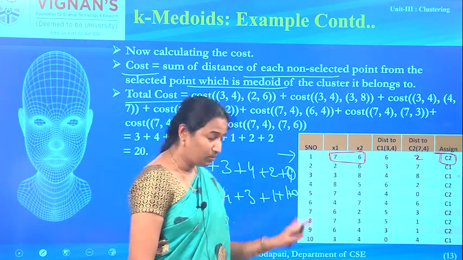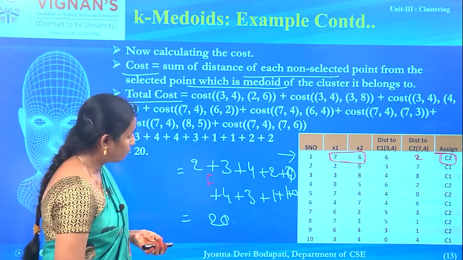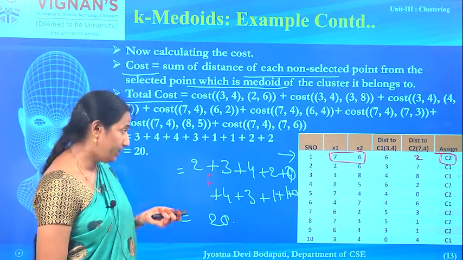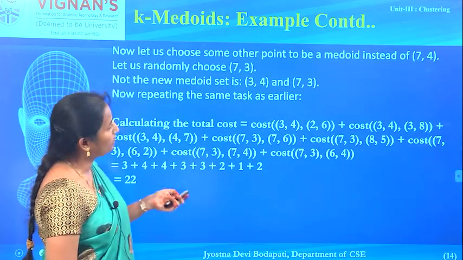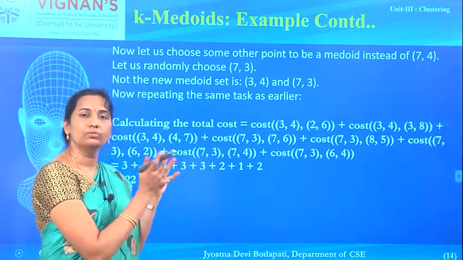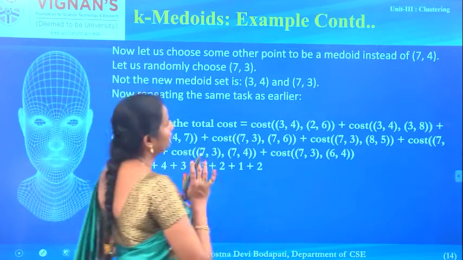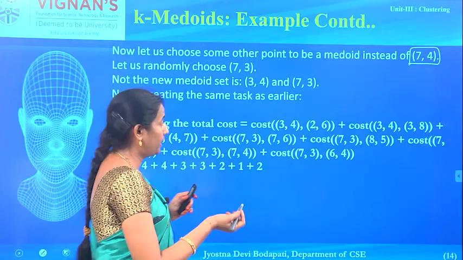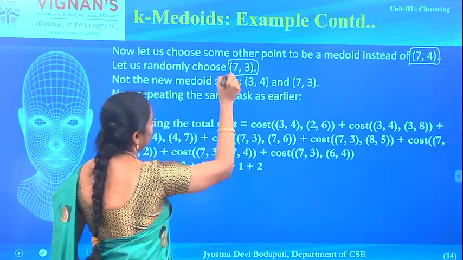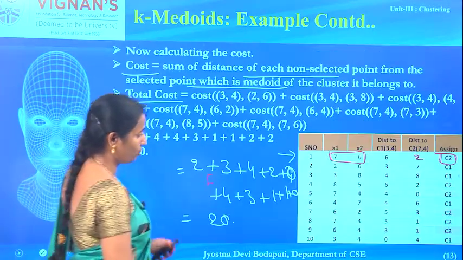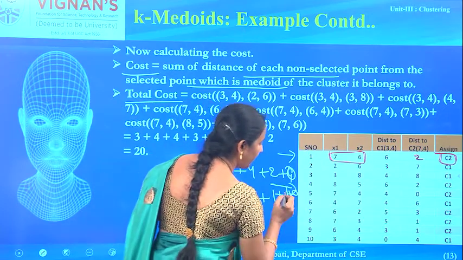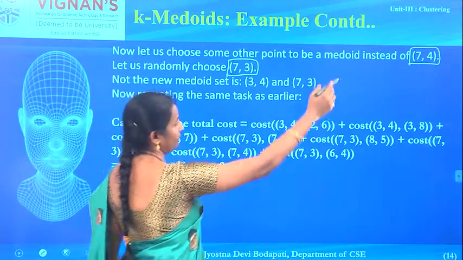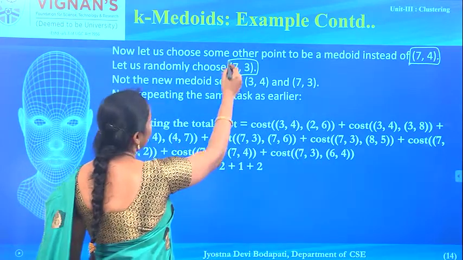And now let's proceed and do the swapping. The next step in the algorithm is you need to swap one of the medoids. So you just select one of the medoids and swap that with one of the non-medoids. I am going to choose the 7, 4 medoid, and instead of that medoid I am going to choose the non-medoid 7, 3 as the medoid.